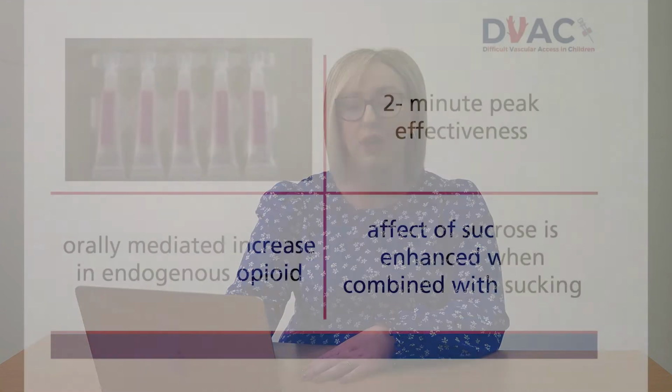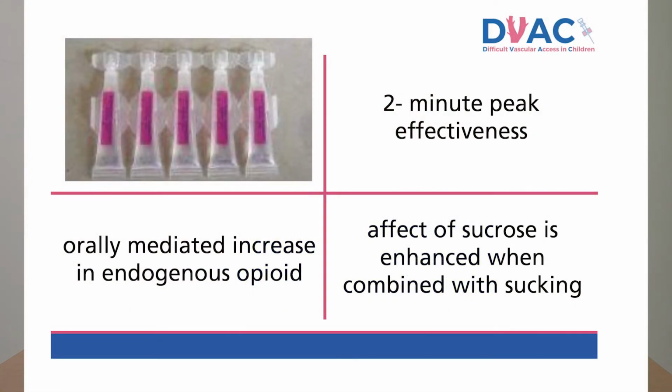It's then also worth mentioning at this point, for the tiny babies, we often use oral sucrose for procedural pain, such as cannulation. The mechanism involved for this is an orally mediated increase in endogenous opioid. There's a 2-minute peak effect through the administration, and you can repeat this throughout the cannulation if required. And the effect of this can often be enhanced when combined with sucking, such as with a dummy.